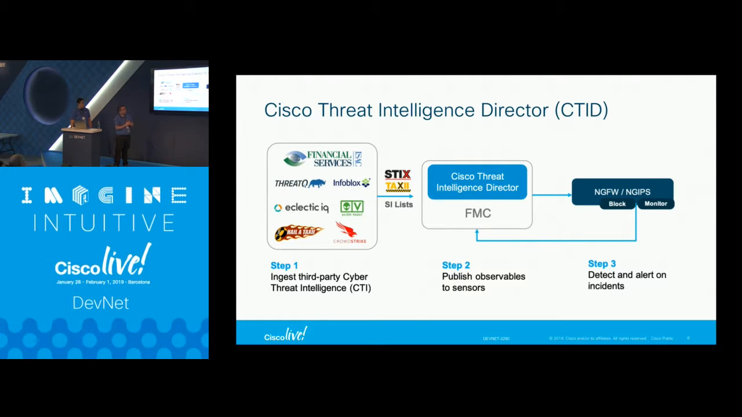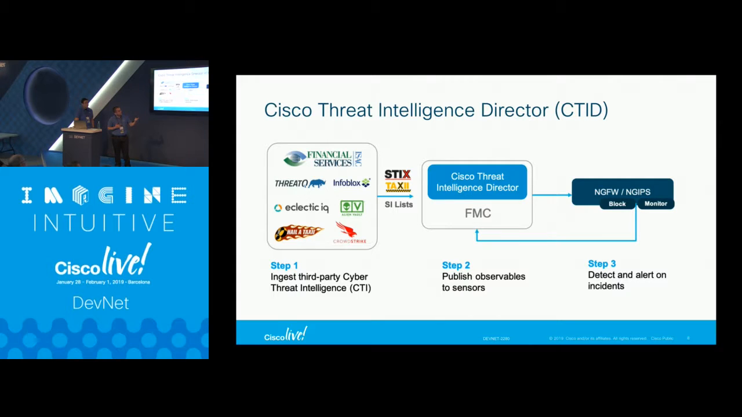We support exchange formats like TAXII, so you can connect to a TAXII server and pull intelligence periodically, or if you want to do it the old way, which is you have a list of IPs you want to block, a list of URLs, we support that as well. So it imports all that intelligence, consumes it, and operationalizes it. So it can automatically publish that to your next-gen firewall, next-gen IPS, and based on the actions that you've configured, it can block or it can monitor.